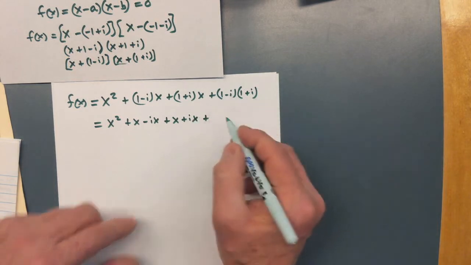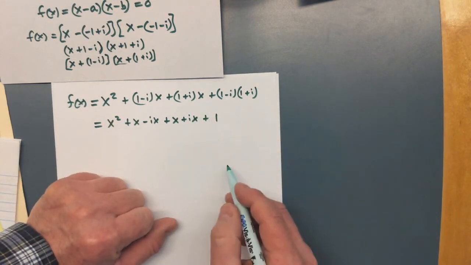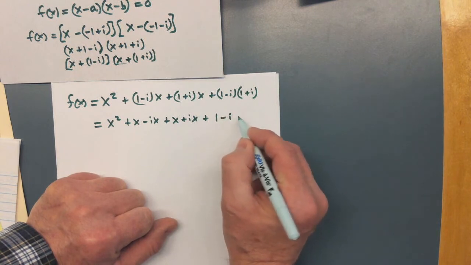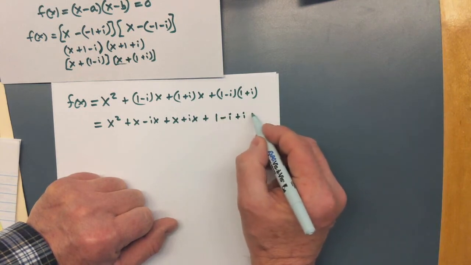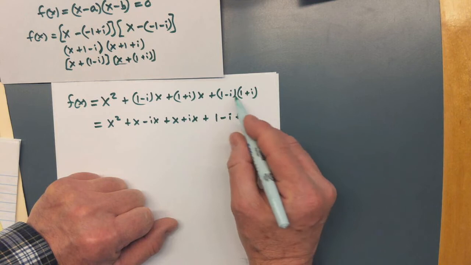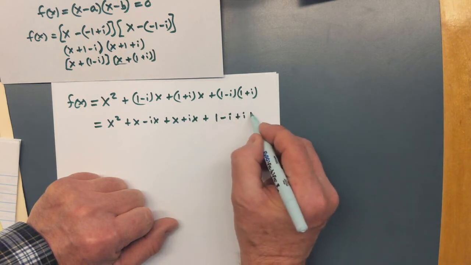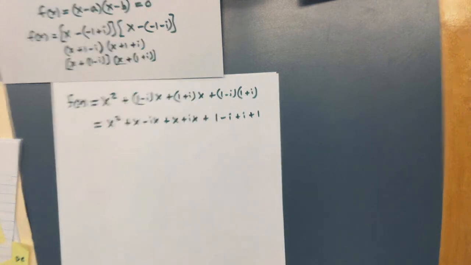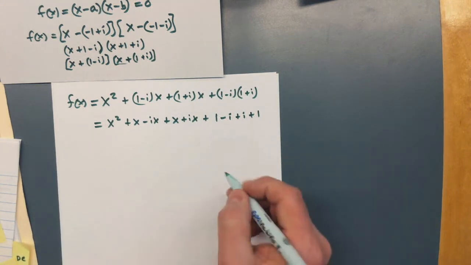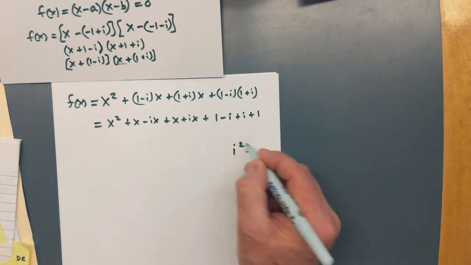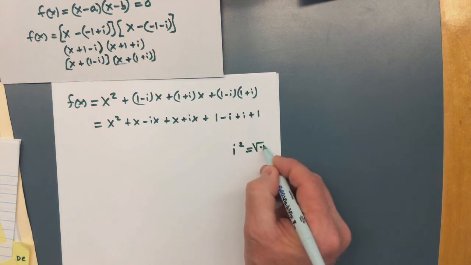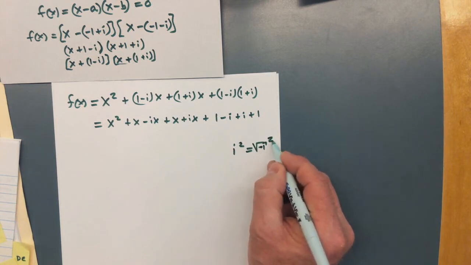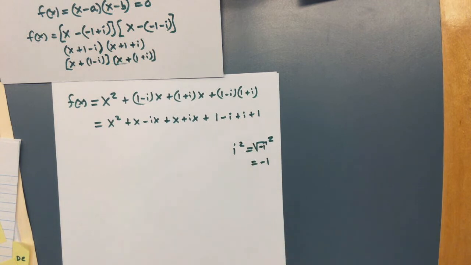And then multiplying this out, we get 1 minus i plus i, and i squared is minus 1. And multiplied by a minus sign, we get a plus 1. So we're remembering that i squared is the square root of minus 1 squared, which is minus 1. Here we're using i as the imaginary unit. I should have said this at the beginning.